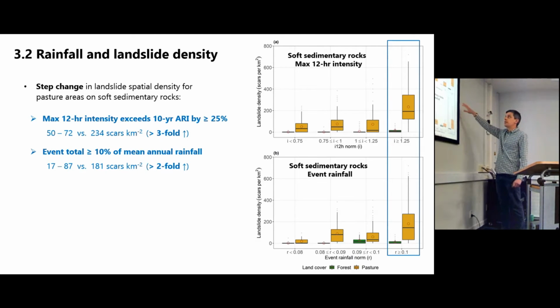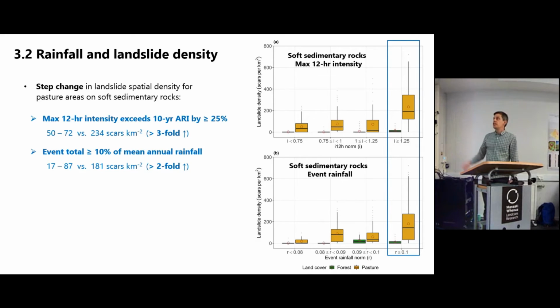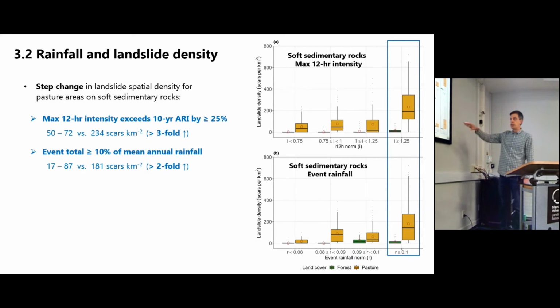Once you're at 25% or more above the maximum 12-hour intensity relative to the 10-year average occurrence interval intensity, we see this step change in terms of the numbers of landslides. In this case, it's a greater than threefold increase. For mean annual rainfall above 10%, or for a storm total greater than 10% of mean annual rainfall, we also see a step change, but a smaller one.